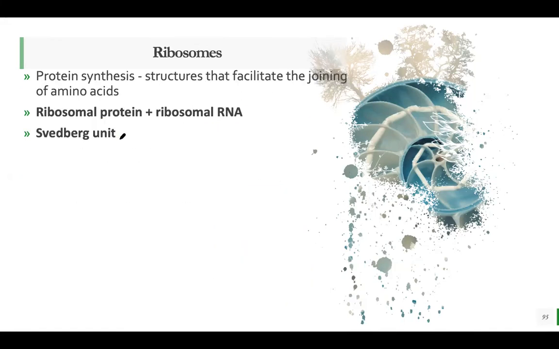Okay, the next internal structure that we have to cover is the ribosome. As we are familiar with it, ribosomes are the protein synthesis factories, and their structure facilitates the joining of the amino acids in a specific sequence. Now we have an idea that the ribosomes of the prokaryotic cells are of smaller size, and they are of only 70S.